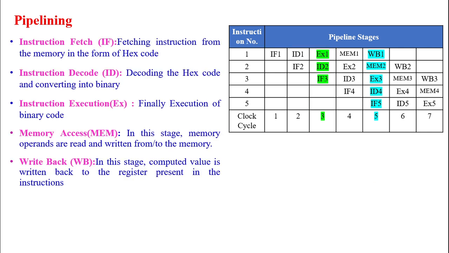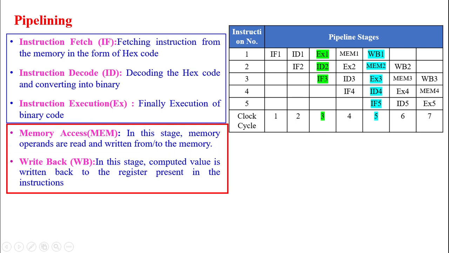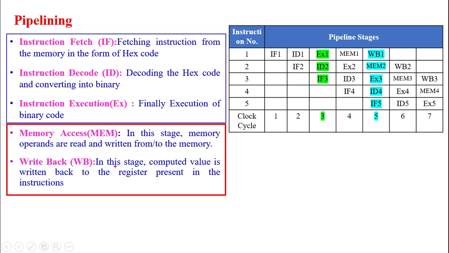Now you can see here the definition of each stage. As I told you already, every instruction will have at least 3 stages. That is fetch, decode, and execute. Some processors go for even 5 stages as well. That is called memory and WB. WB stands for write back. So what is the definition of fetch, decode, and execution?